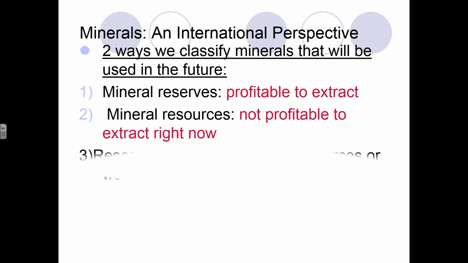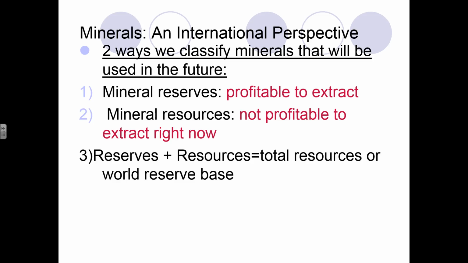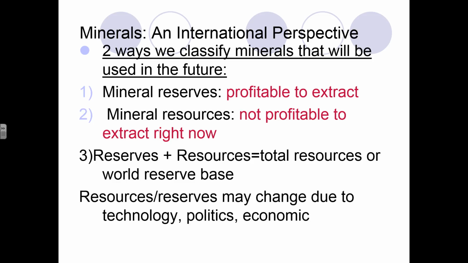When we combine all of the mineral resources and reserves together, it's known as the total resources or the world reserve base. And resources and reserves can actually change from one category to another. Just to give you an example, because we mentioned aluminum before, let's say that we have a whole bunch of resources of aluminum. If we have an improvement in technology, the aluminum resources will change to the reserve category.